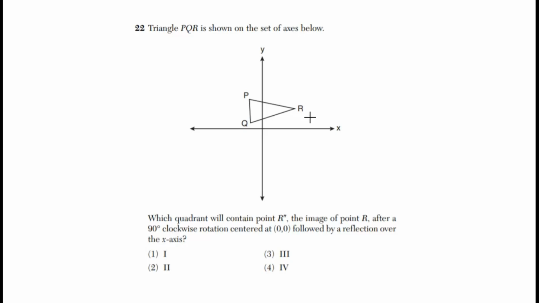What I want you to imagine, and it's really important that you know this, is that we're doing the rotation about the origin. What I like to do, just to check if my rotation is correct, is if it's clockwise, so we're going this way, draw two lines: from the origin to the point R, and from the origin to where the image is going to be. There should be 90 degrees between those two lines. So R is going to be roughly down here somewhere.